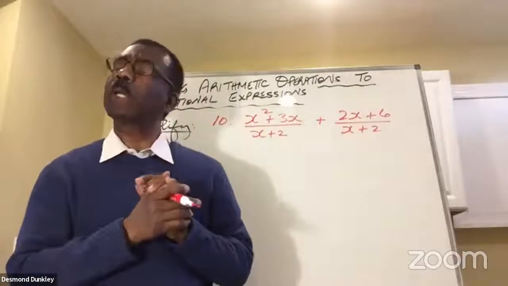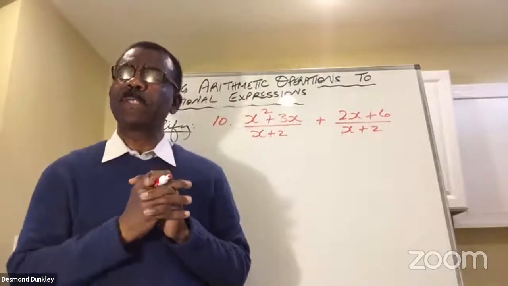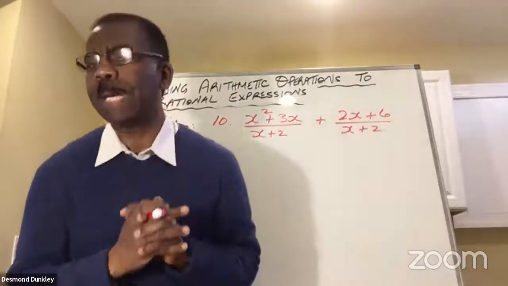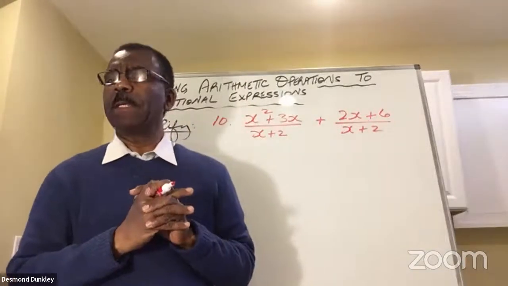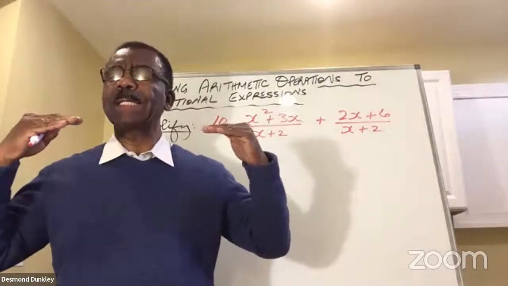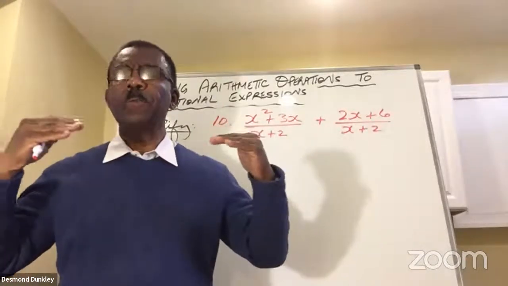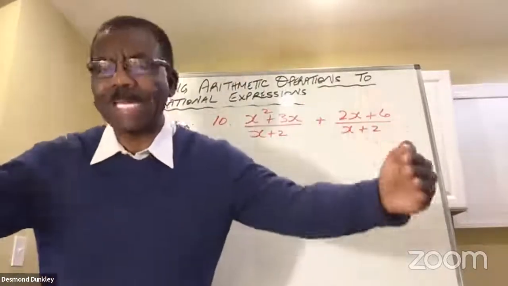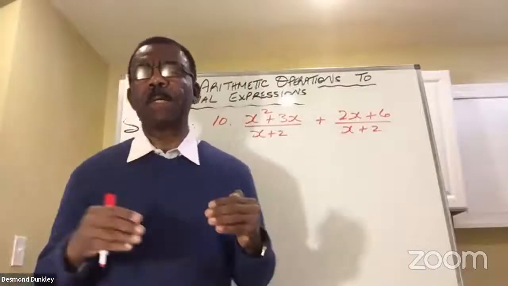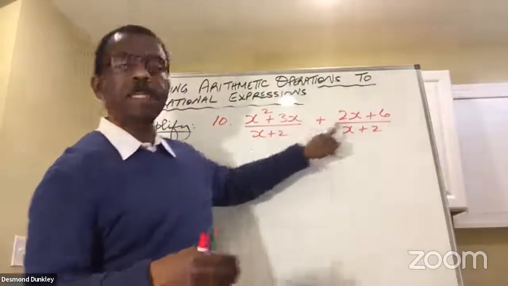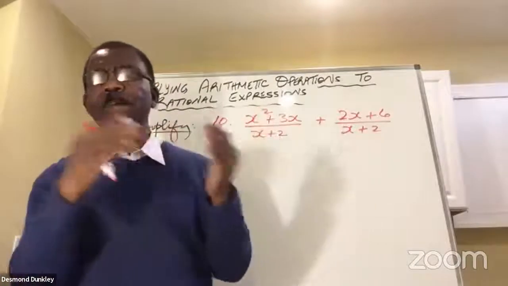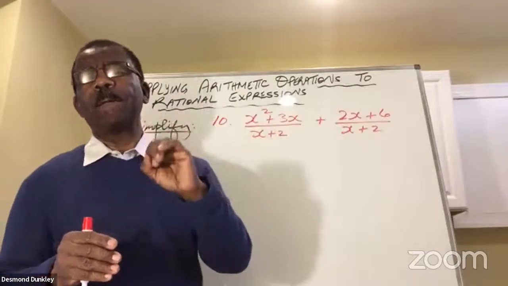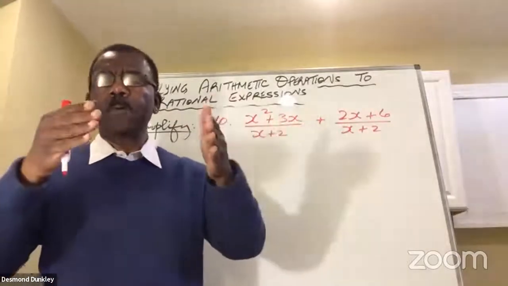We ask ourselves the question, how do we add 2 fractions? And the answer is, we must have a common denominator. What does that mean? The bottoms must be identical. If they are not identical, you cannot do the addition. So if they are not identical, you will have to find a common denominator. So this is x plus 2, this is x plus 2. Oh, we have the same denominator already. So we have a gift. Because they have the same denominator, we can combine them straight away.